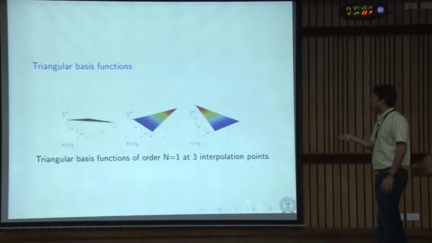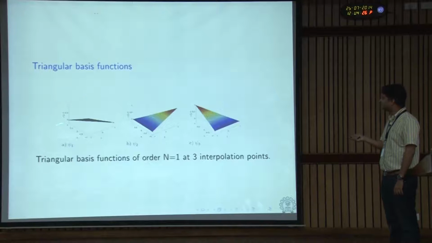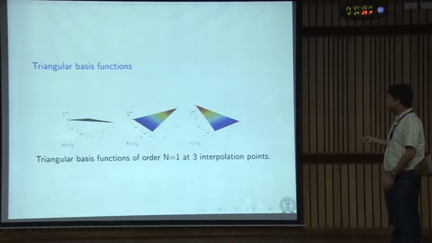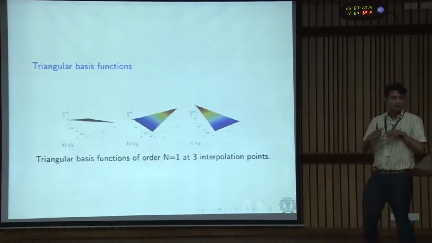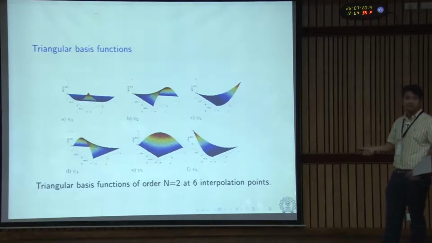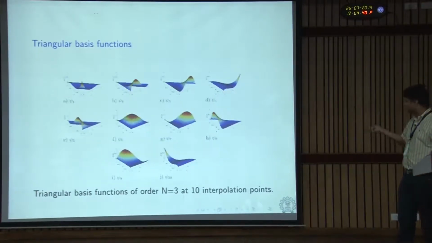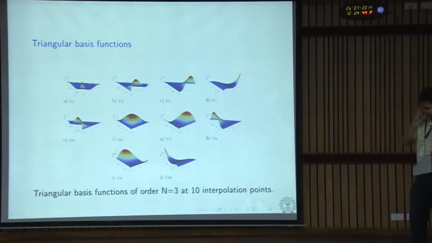So you have to use some kind of other cardinal functions. So these are PKD polynomials, which are basically used for triangular basis functions. And you can see these are the basis functions for order 1 with 3 interpolation points within the element. For order 2, it would have 6 interpolation points and hence 6 basis functions. And at order 3, you would have 10 interpolation points and 10 basis functions.